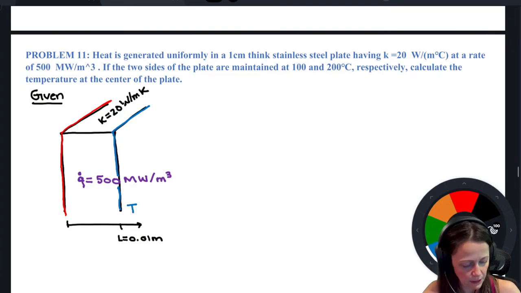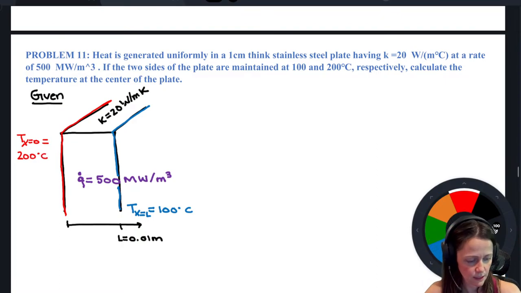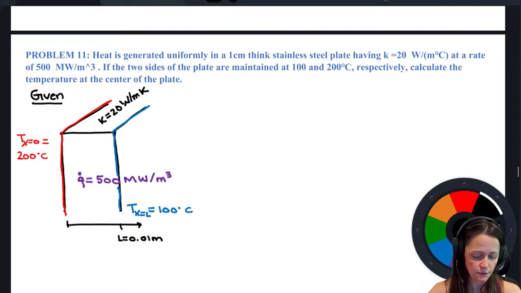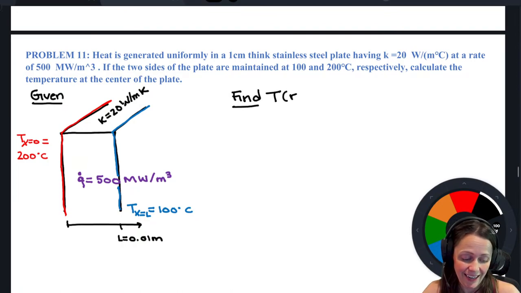All right, so I'm going to call this T at x equals L. It's 100 degrees. And the other one, T at x equals 0, is going to be 200. Perfect. And so we're wanting to figure out the temperature in the center of the plate. So I'm going to need to go back to my heat diffusion equation and get a temperature distribution. So I need the temperature at x equals L over 2.